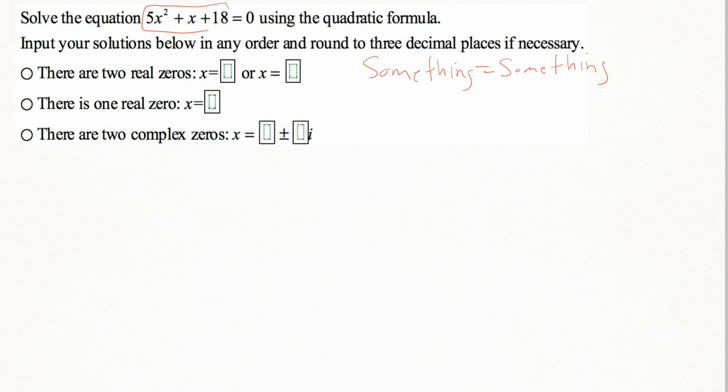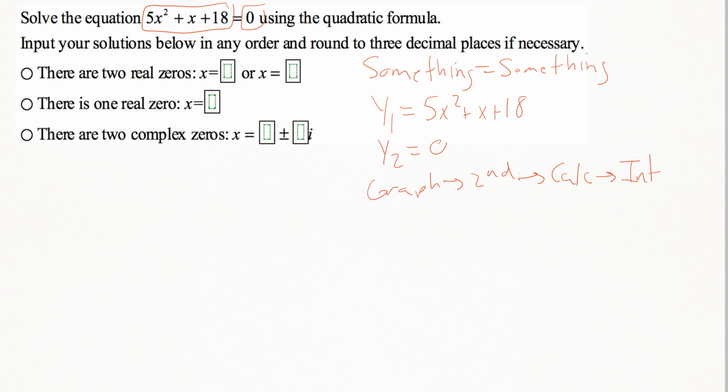and I would put that into y1 on my calculator. And in y2 on my calculator, I would put the second something that they gave me, which would be 0 in this situation. And from there, I would go through the process of doing a graph and then a second calc intersect, and have the calculator find the 2 points or the 1 point on the graph where the two equations intersected and share a common point, because that's when they're equal to each other.